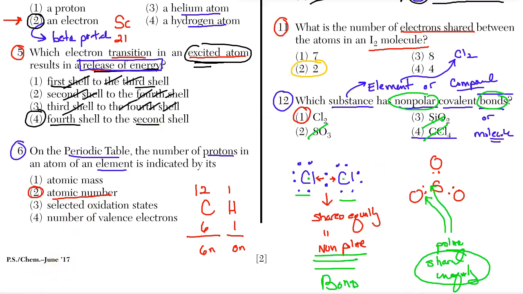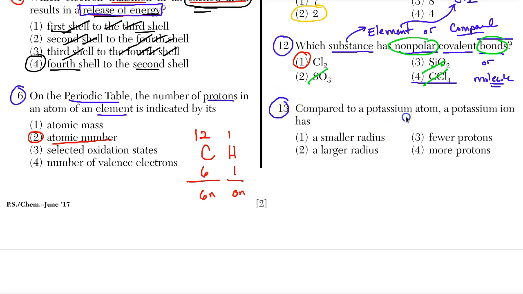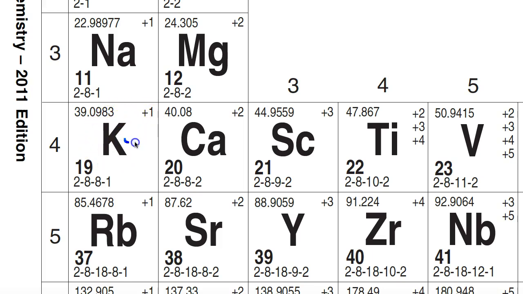Number 13. Compared to a potassium atom, neutral. Okay, so K0 neutral. A potassium ion has what? Well, what charge is a potassium ion? If you didn't know that potassium is a metal, the periodic table of elements is your friend. Potassium, upper right-hand corner, tells you the charge it likes to become. So potassium, like all metals, becomes positive because it loses its valence electron to have that octet remaining.